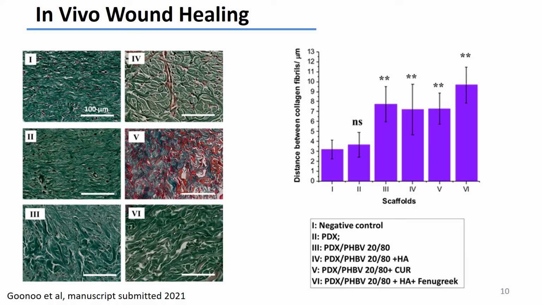Extracellular matrix remodeling is a critical distinguishing feature between tissue scarring and regeneration. The distance between collagen fibers in the newly formed tissue was measured. We noted that collagen fibers were tightly packed into parallel fibril layers in the negative control and PDX-treated groups, while in the 20-80 scaffold-treated groups, the fibrils were less organized and distributed haphazardly with more space in between the fibrils. These results indicate better extracellular matrix remodeling in wounds treated with the PDX-PHBV blends.